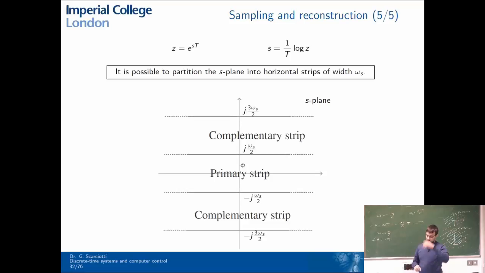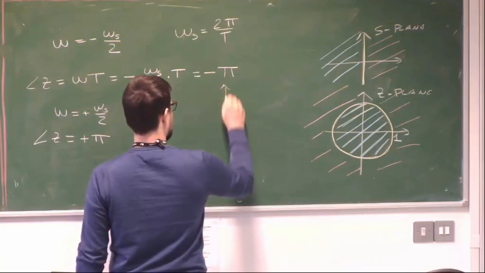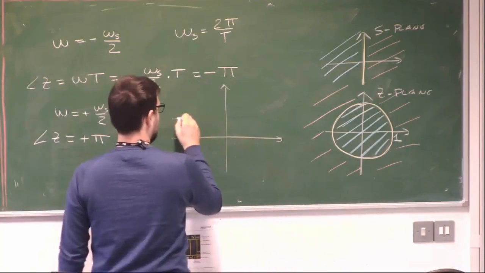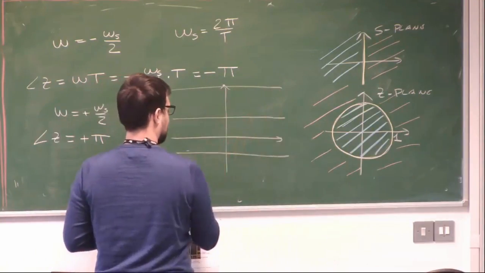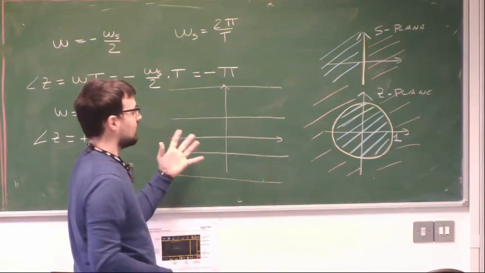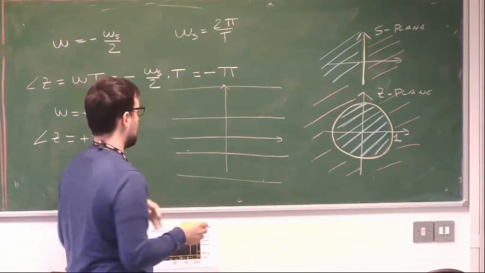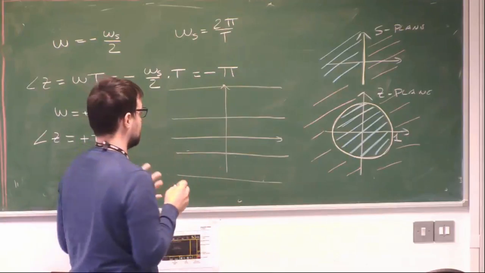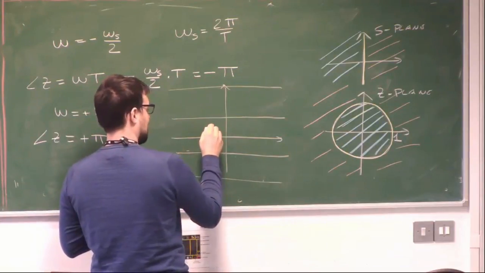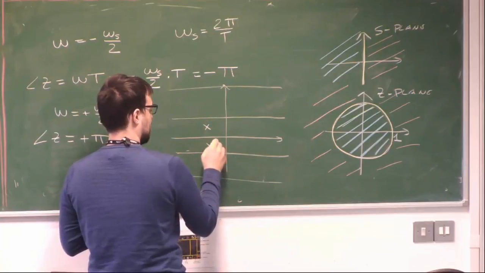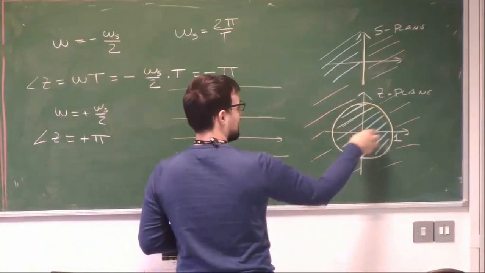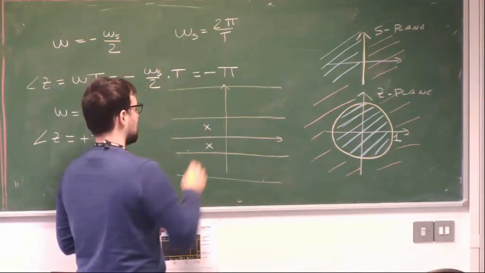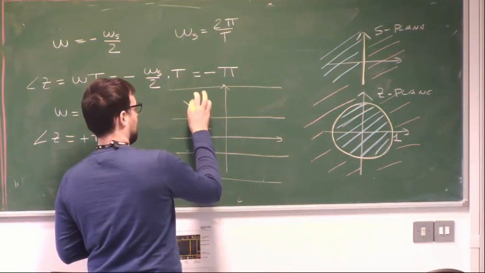So what does this imply? Well, this implies that if we have a system, let's define here the primary strip. So this is the primary strip, and these are the complementary strips, okay? And we are sketching the root locus, or we are placing the poles of this function. And let's assume that the poles are here and here. So these two poles will be mapped inside this circle. That's fine. But what happens if we also have poles here and here?